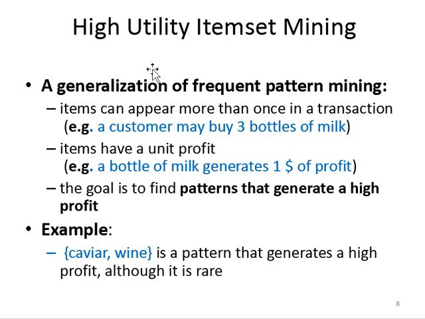So with high utility itemset mining, if we look at the shopping data, we can find maybe that many people buy caviar and wine. Not so many actually. It is quite rare, but it makes a lot of money. So in frequent pattern mining, maybe we don't find this pattern, but for the manager of a store, it's a very useful pattern because it makes money. Okay.